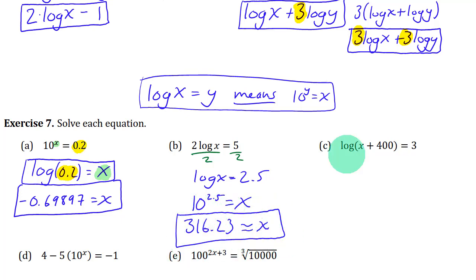Okay. Now this one is kind of like this equation we had here. We have log of something equals a number. Here we have log of something equals a number. It's just that instead of just x, we have x plus 400. We can still do the same thing as this. It's just going to be x plus 400 is the result of doing 10 to the power 3.